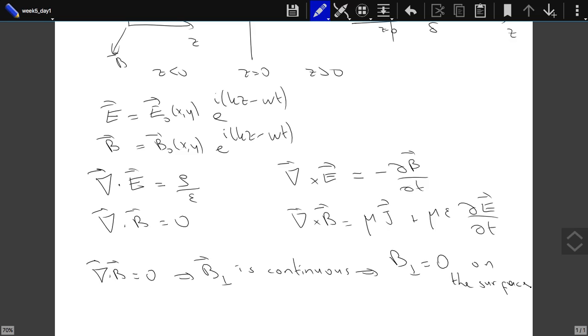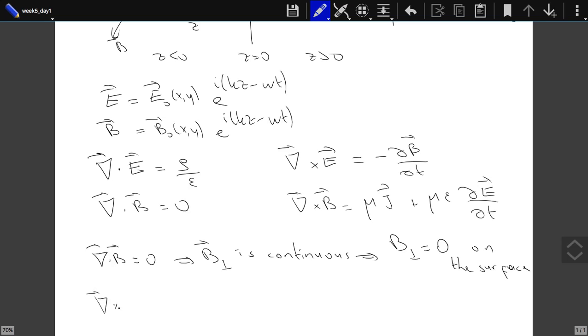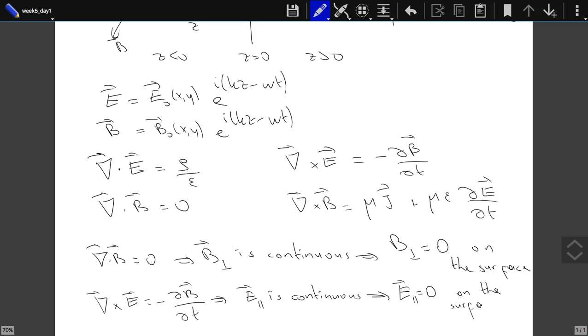Now, then I have this equation. Curl of E is equal to minus del B by del T. This tells me that E parallel is continuous. Inside a perfect conductor, the electric field is 0. So on the surface, E parallel should be 0. And these are my boundary conditions.